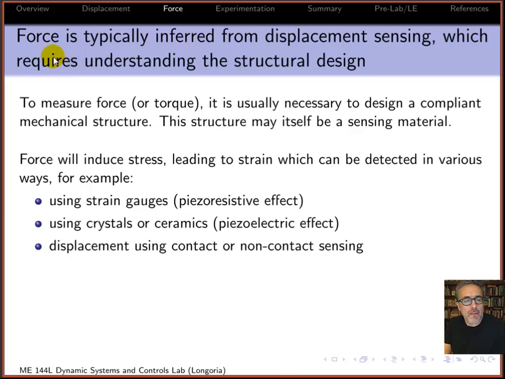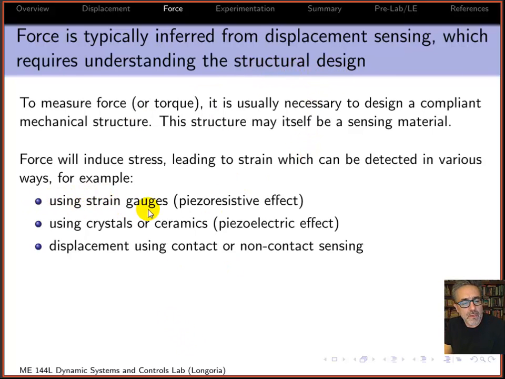So again, the point I'm making, force is typically inferred from displacement sensing, and you could use springs, you can use strain gauges. The need though is to extract some signal that you can then use to infer force or torque. And also you have to have an understanding both of the electrical, electromechanical conversion as well as the structural design. So we'll talk a little bit about that.